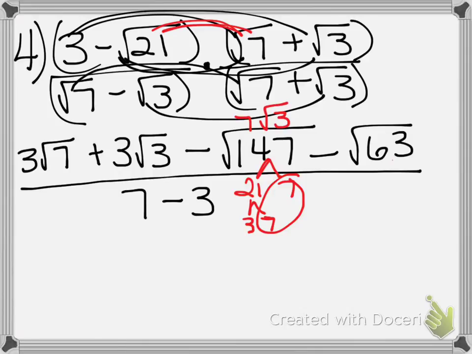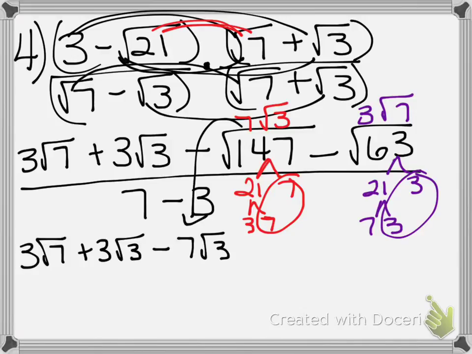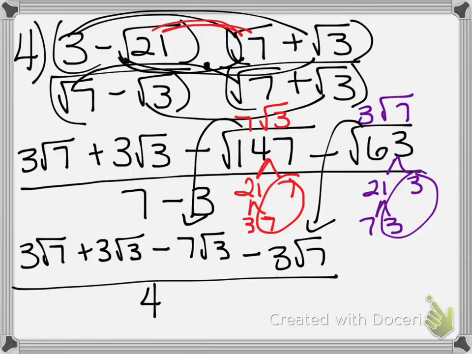And then I'm going to do the 63. So you can even do the 21 times 3 if you want, or 9 times 7, whatever you find. But I'm just going to stick with my plan of I did 21 times 3 to get 63. And then I have 7 and 3, so I'm able to take out a 3. So that's going to be 3 square root of 7. And so now I'm going to rewrite this numerator of 3 square root of 7 plus 3 square root of 3 minus 7 square root of 3, minus 3 square root of 7. So I'm bringing those guys in, all over 7 minus 3 is 4.